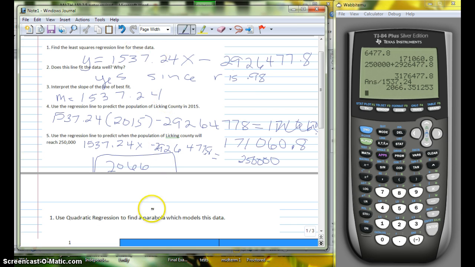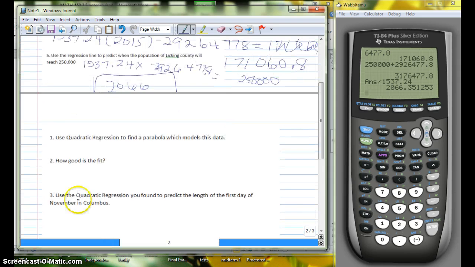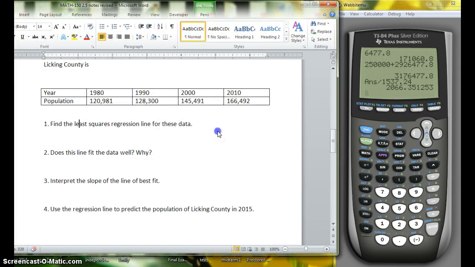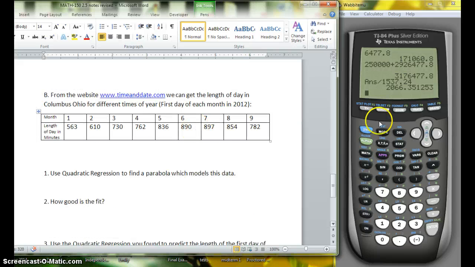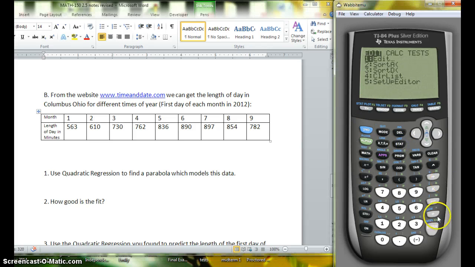Okay, now we're going to do one more where we use a quadratic regression. Here we have some data off of timeanddate.com, and it says the length of day in Columbus, Ohio, for different times of the year. Each month, 1 is January, 2 is February, and so on, and this was the length of daylight in minutes. Remember to put it in your L1 and L2. We're going to go to Stat, Edit, and clear out what we had in there.